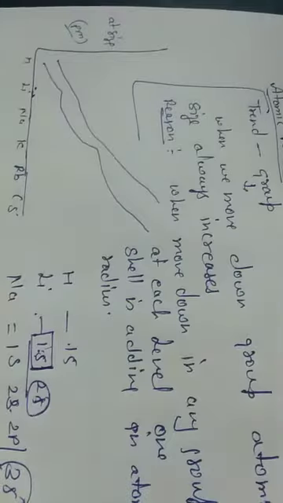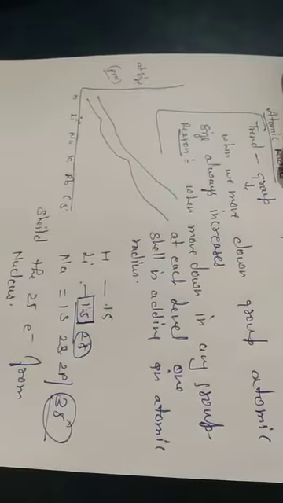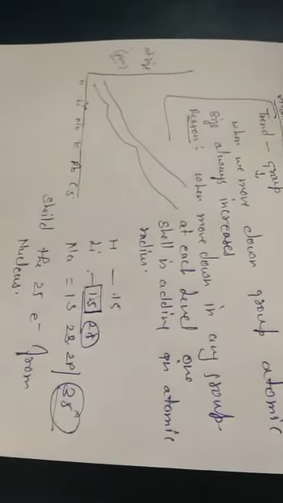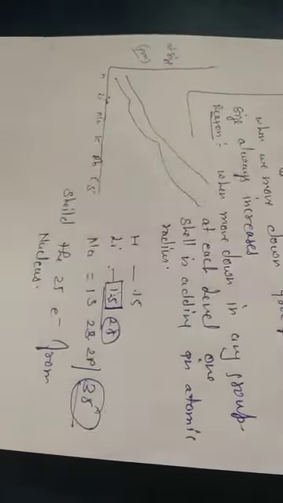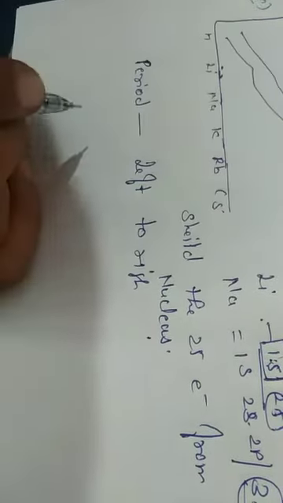You can clearly say in any group, when we move down the group, atomic size always increases because at each level, one more shell is added. That's why atomic radius in any group increases. Now if you talk about the period, the first thing you have to know is that you are moving from left to right, meaning from the hydrogen side to the helium side.